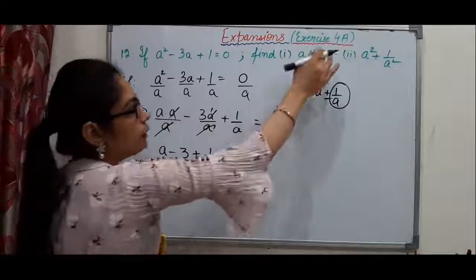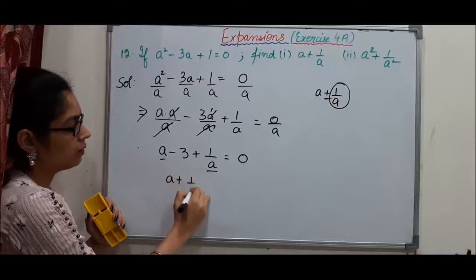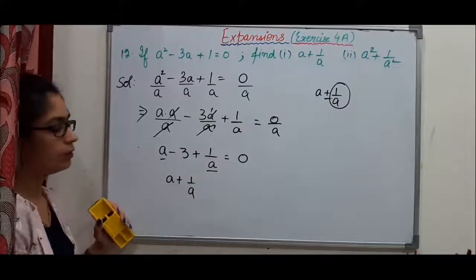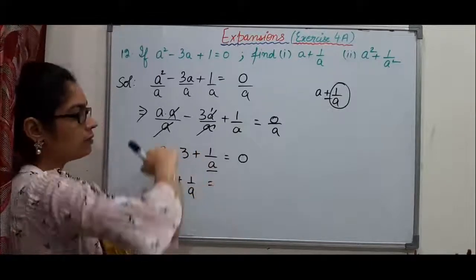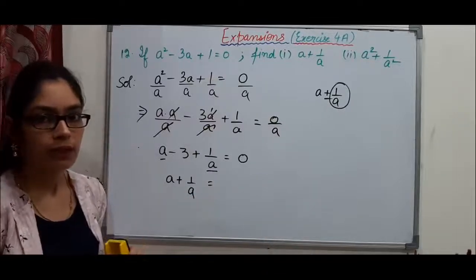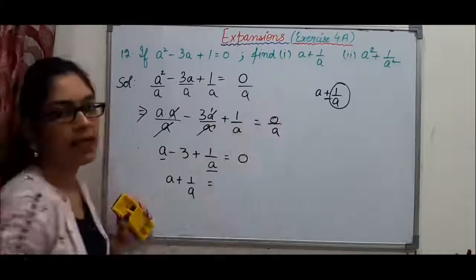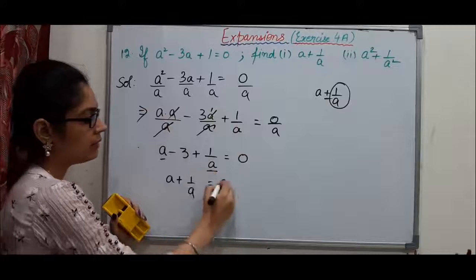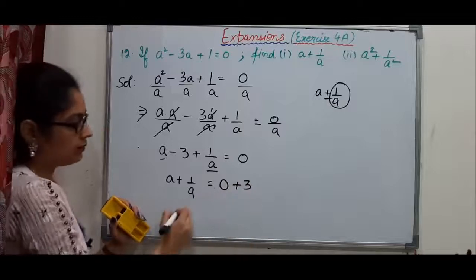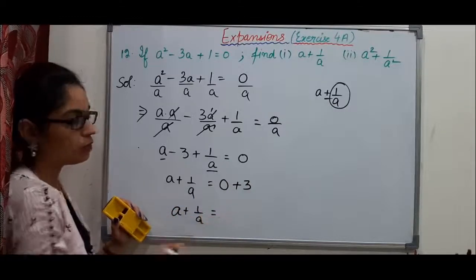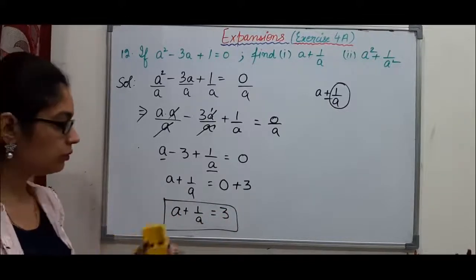See, we need a plus 1 by a. So a plus 1 by a we will just keep on this side, because we only need this much. This minus 3, along with the signs you have to take the numbers, I will shift to the other side. Why am I shifting it to the other side? Because I need only a plus 1 by a. So minus 3, on changing the side, will change to plus 3. So I can write it as 0 plus 3. So a plus 1 by a is equal to 0 plus 3, which is 3. So I got the value of a plus 1 by a equals 3.